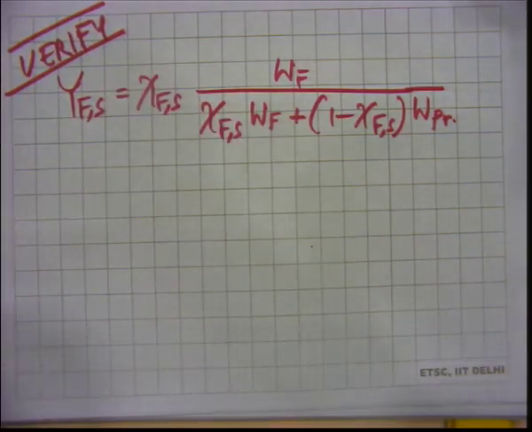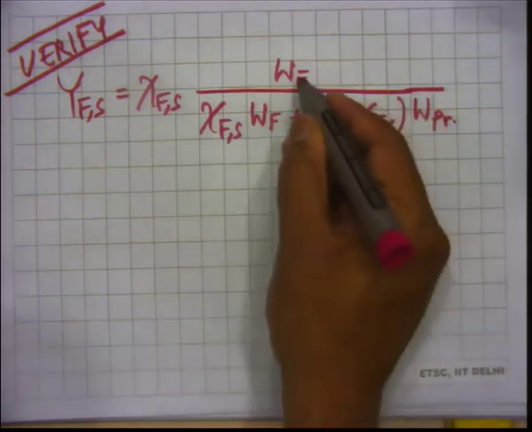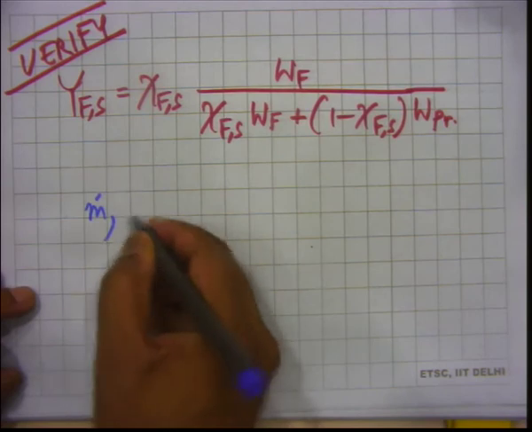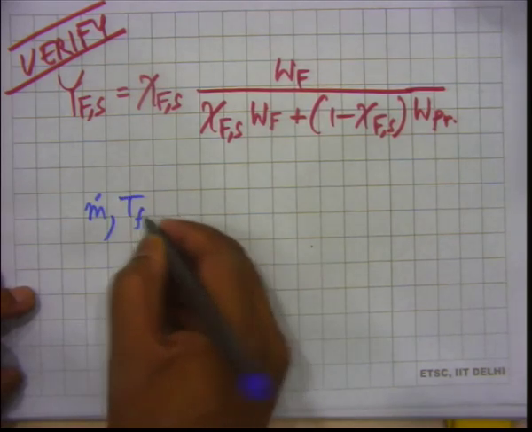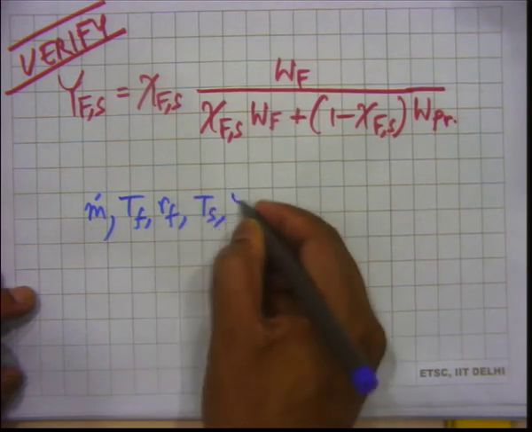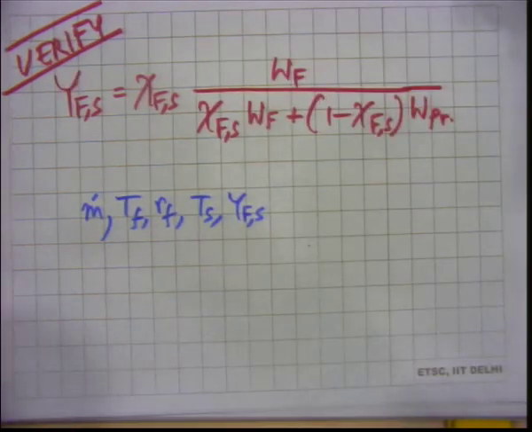So for the mixture molecular weight, we have taken fuel products and all that. So ultimately, this is what you get. Now, what is the summary of the situation? The summary of the situation is that we have unknowns m dot, Tf, Rf, Ts, YFS. Correct? This is the full picture that we have.